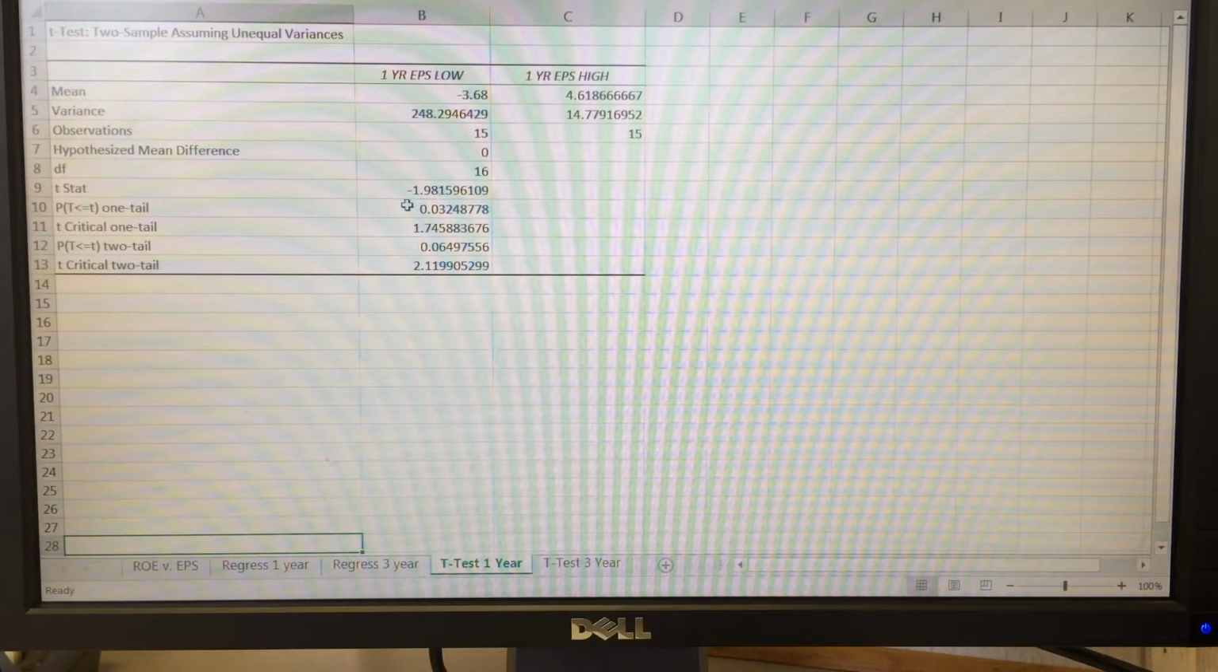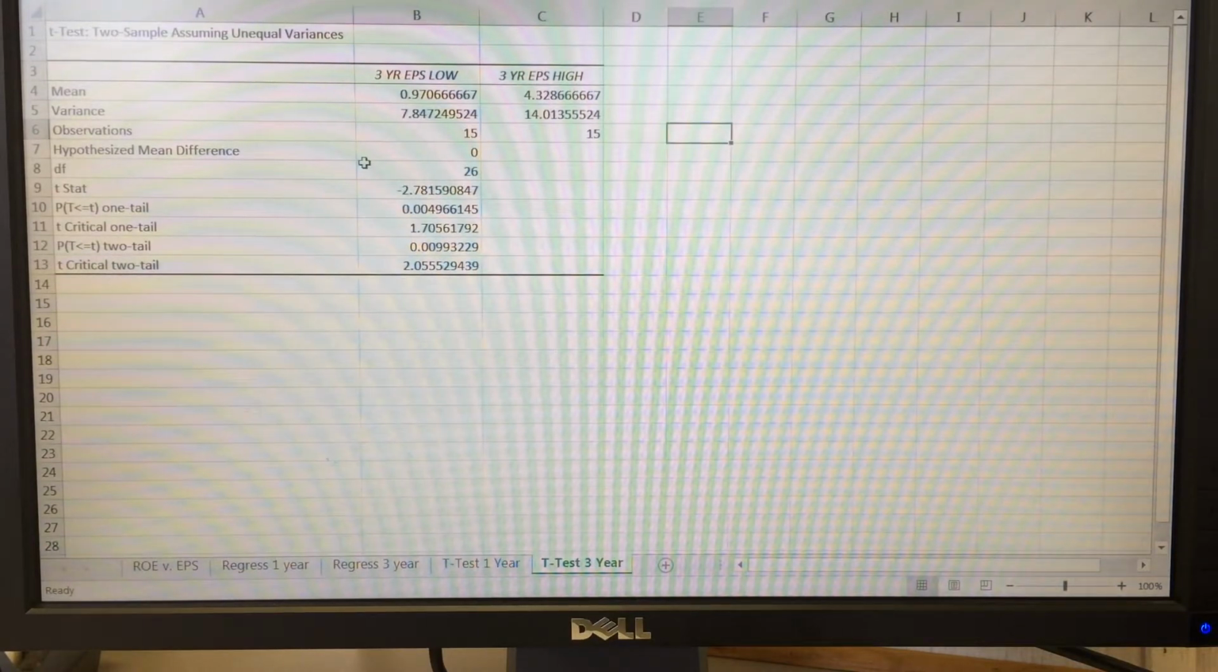My T-stat is less than the 1.65, at a negative 1.98, and your P-value is below 0.01. So there is significance here. I mean, this really right here shows a lot. So let's see what it would be for 3 years.